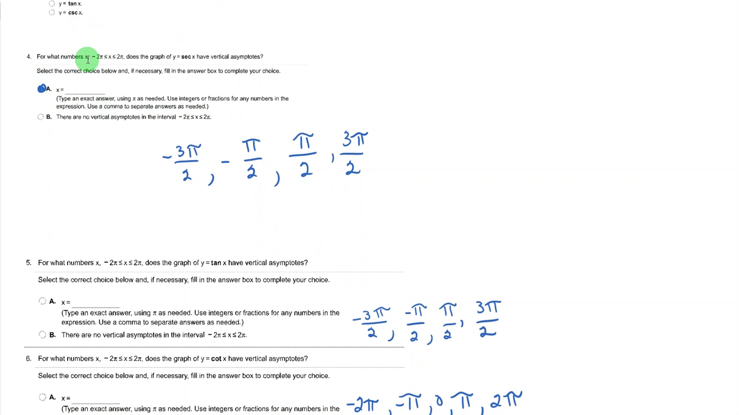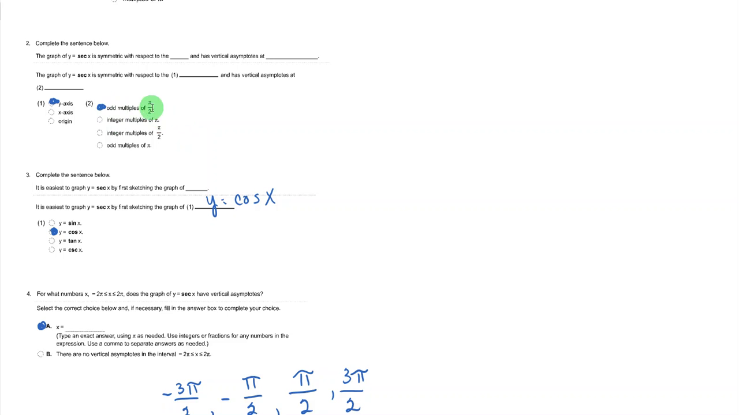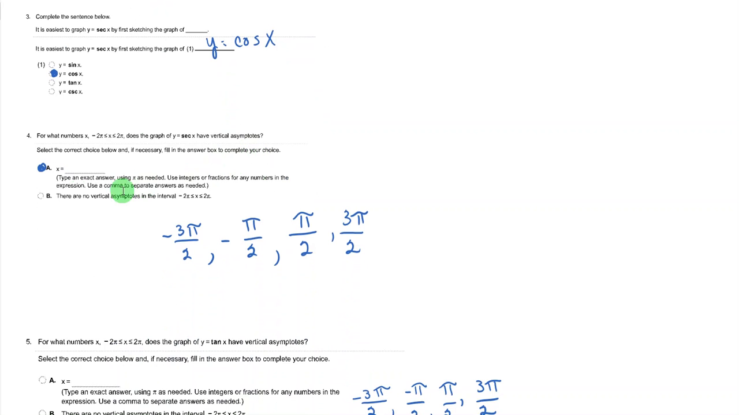For what numbers x, where x is between -2 pi and 2 pi, does the graph of y equals secant x have vertical asymptotes? Well, remember right up here, we said odd multiples of pi over 2. So it says that you're between -2 pi and 2 pi, so we have to list everything between there. That would be -3/2 pi, negative pi over 2, positive pi over 2, 3/2 pi. And so those would be the answers for that.